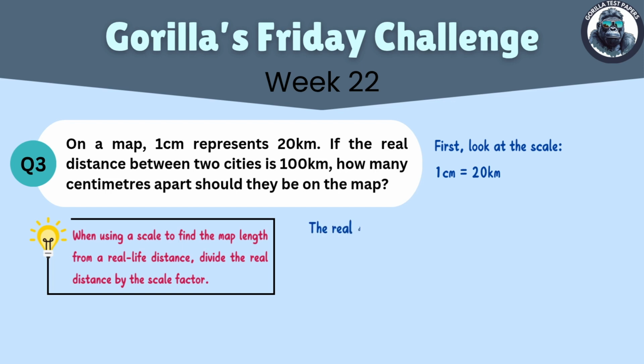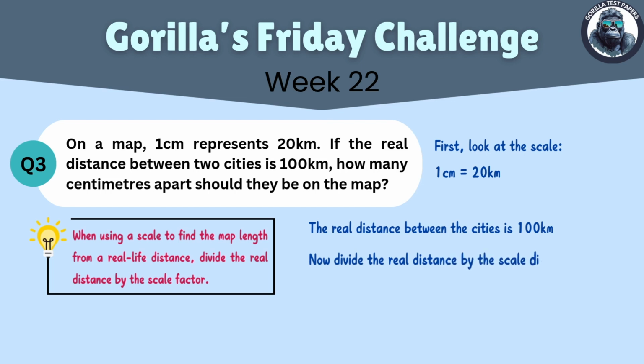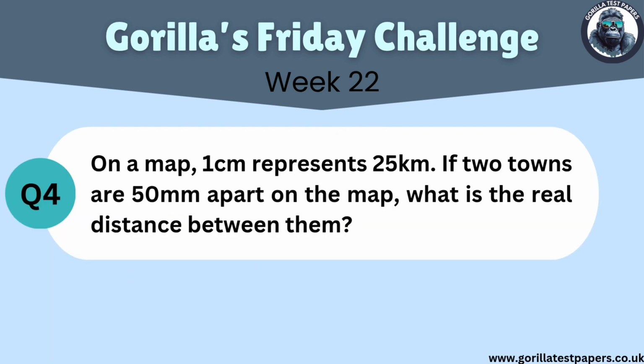The real distance between the cities is 100 kilometers, and now to find out how far apart they should be on a map, we divide the real distance by the scale distance. So we do 100 divided by 20, which gives us 5 centimeters. So on the map, the two cities should be 5 centimeters apart. This is the answer for this question. This is the fourth question of the week.